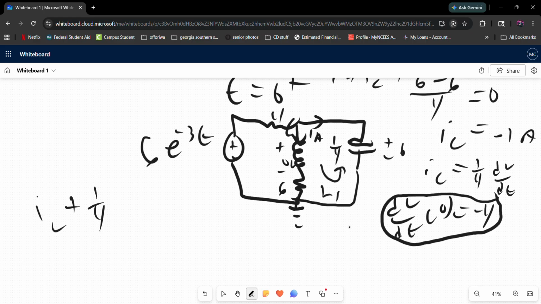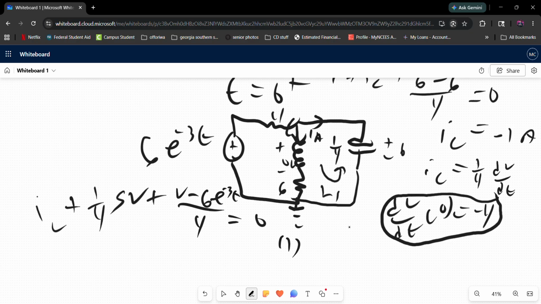And instead of using d/dt, I'm just going to use S, so that I'm putting it in operator form. So that's just going to be 1/4 SV. Then we have the other, so that's V minus 6 e to the negative 3t over 4 equals 0. So that's, let's say this is equation 1.